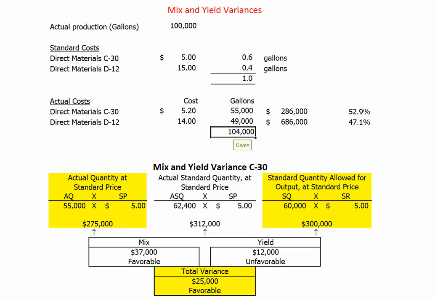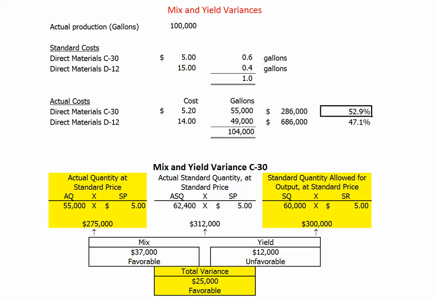But from a mix perspective, we only used 55,000 gallons of C30, where at standard we would have expected, if 60% of our materials were C30, 62,000 gallons. Our mix percentage went from 60%, 0.6 out of 1, to 52%.